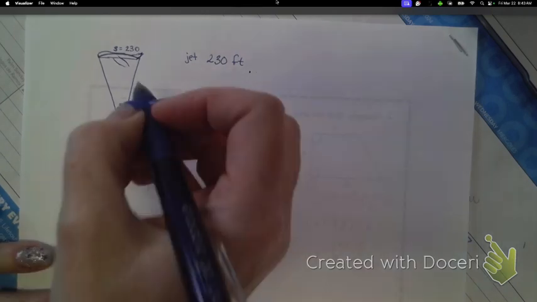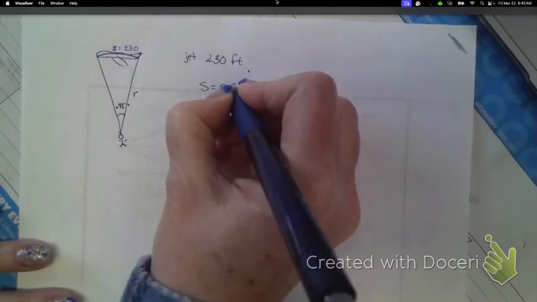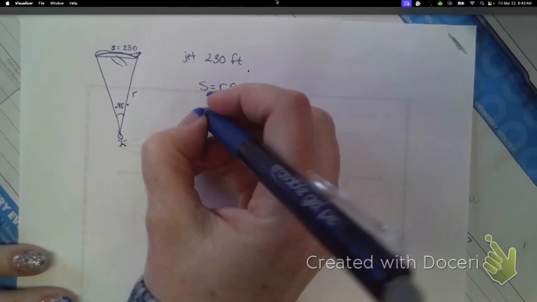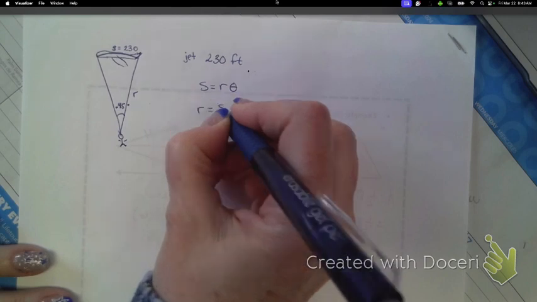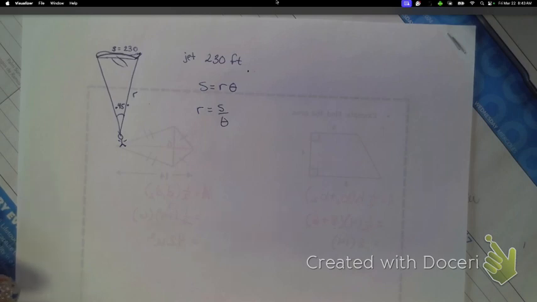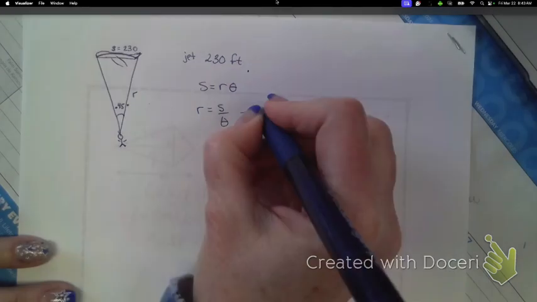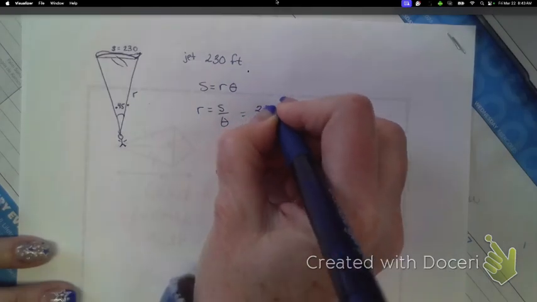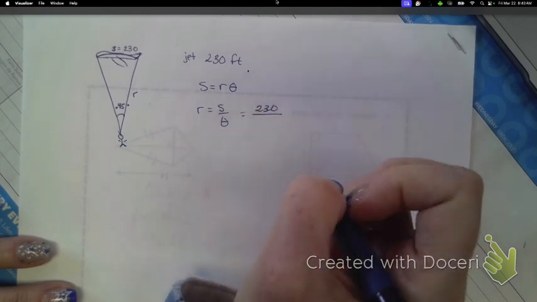So if S equals R theta, and that's the only one I will ever bring up to you, what does R equal? S over theta. Again, we're remembering S equals R theta. It's easy. It's multiplication. We know basic algebra to move things around. So what's S? 230. And theta has to be in radians.